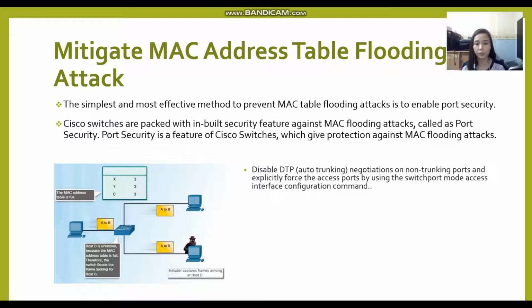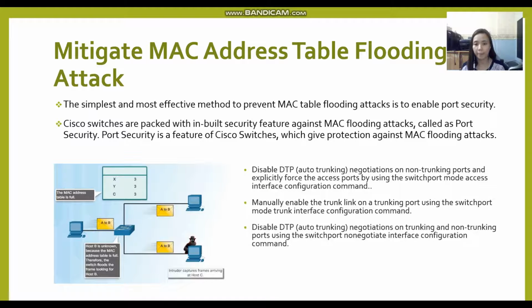Disable the DTP auto-trunking negotiations on non-trunking ports and explicitly force the access ports by using the switchport mode access interface configuration command. Then manually enable the trunk link on a trunking port using the switchport mode trunk interface configuration command. Disable the DTP auto-trunking negotiations on trunking and non-trunking ports using the switchport nonegotiate interface configuration command.